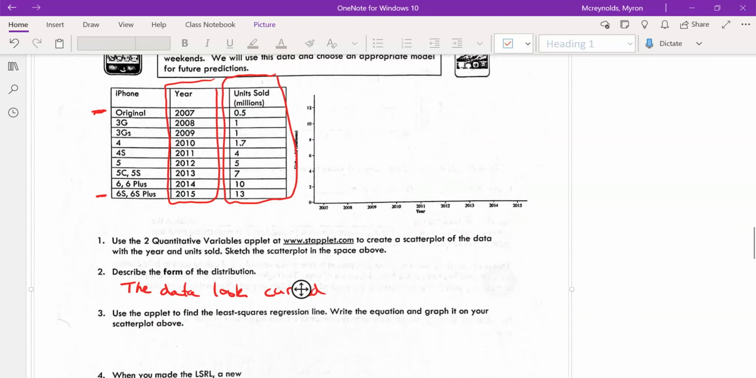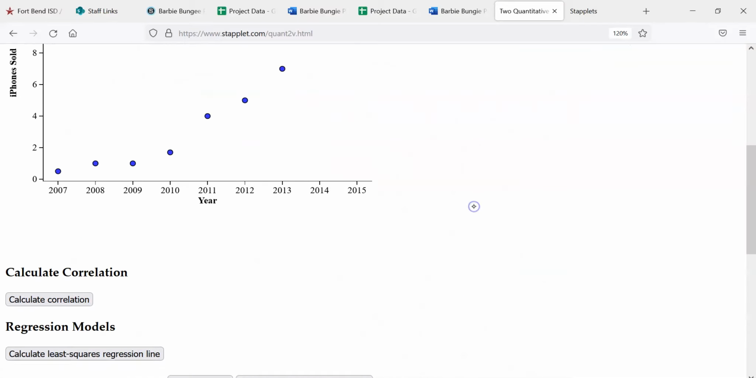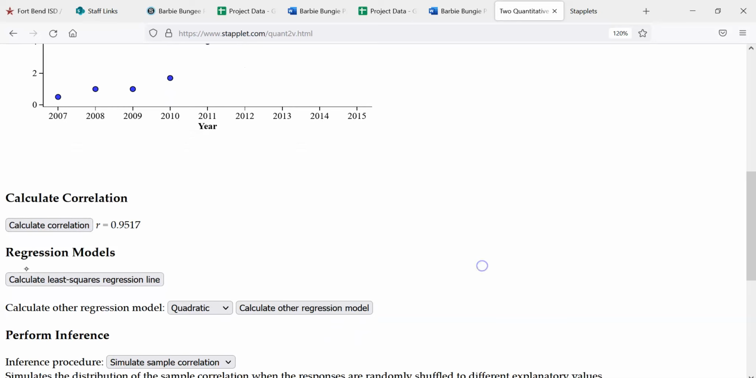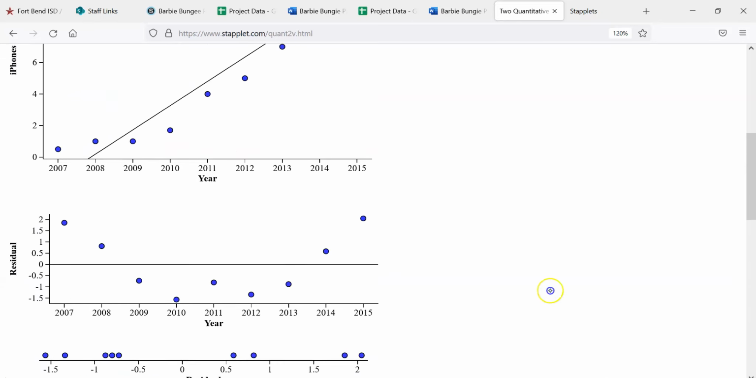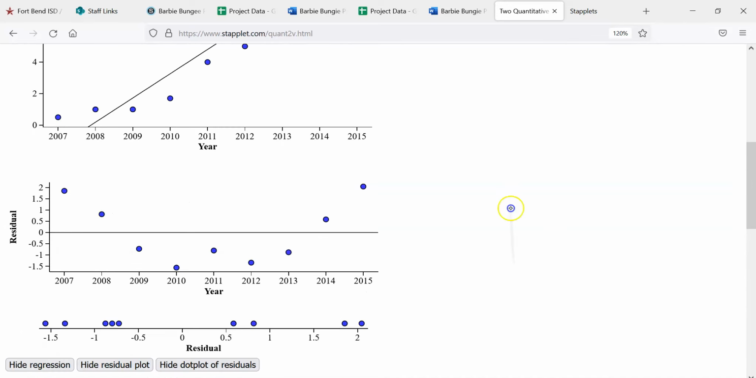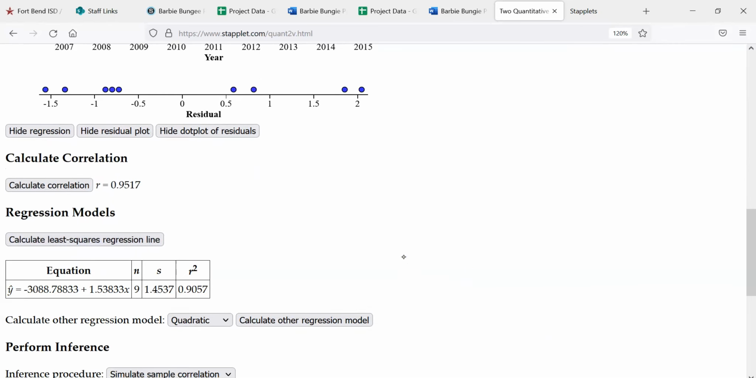So what they ask is describe the form of the distribution. The data looks curved. And then they say use the applet to find the least squares regression line, which is the linear regression line. Let's go back and find that. First we'll find the correlation, 0.95, that's pretty solid. And then we'll do the regression line. And there's my regression line. It looks a little off. And here's my equation.